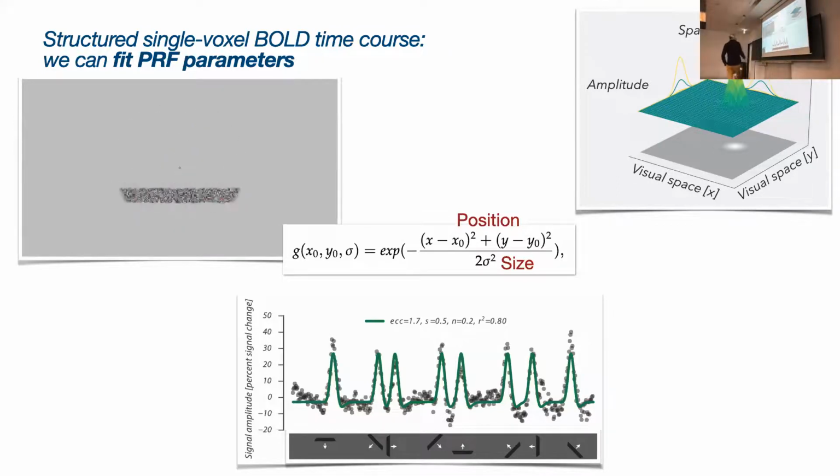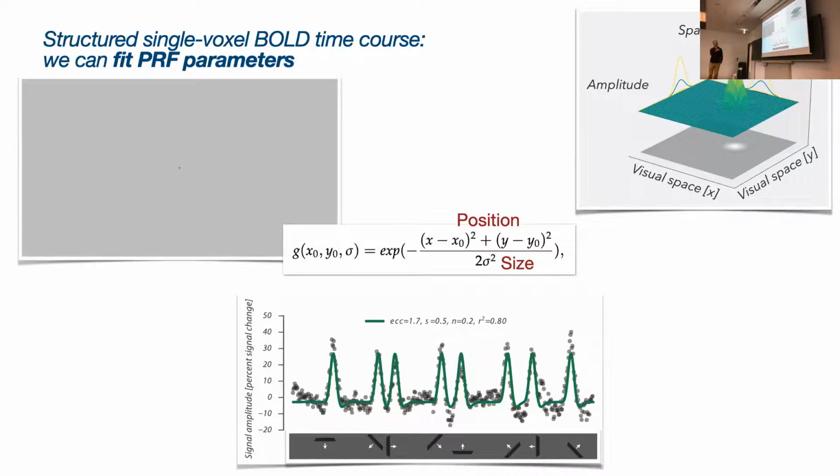So let's see. Here we have this bar going on, right? Here the bar goes from the bottom right to the top left, and here it goes from the right to the left. You have to remember that these bar passes are about 30 seconds, so even in the BOLD response time frame, this is relatively slow. And you will be able to see whether this voxel has its receptive field, which we call a population receptive field, here or here.